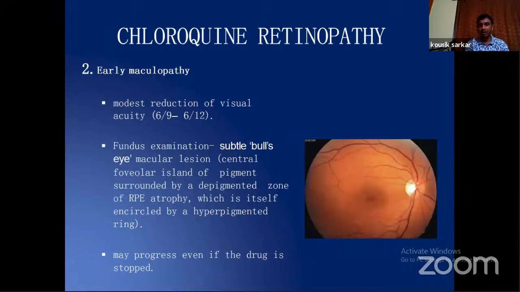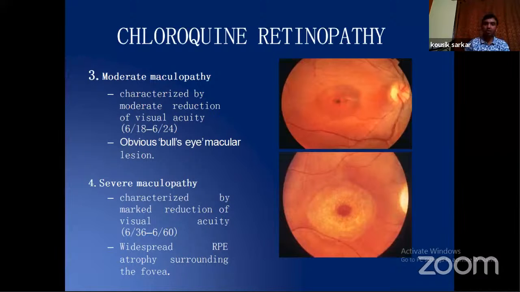The second one is early maculopathy. Here the visual acuity is moderately reduced. Here subtle bullseye maculopathy has started, which is characterized by a central foveolar island of pigment surrounded by a depigmented zone of RPE atrophy, which is itself again encircled by a hyperpigmented ring. The bullseye maculopathy is usually characteristic of chloroquine or hydroxychloroquine maculopathy. In this case, if the drug is discontinued, it may still progress to moderate or severe maculopathy.